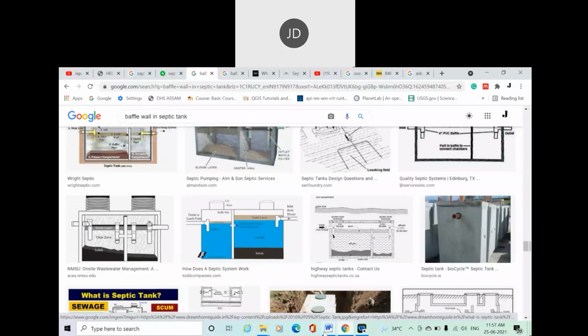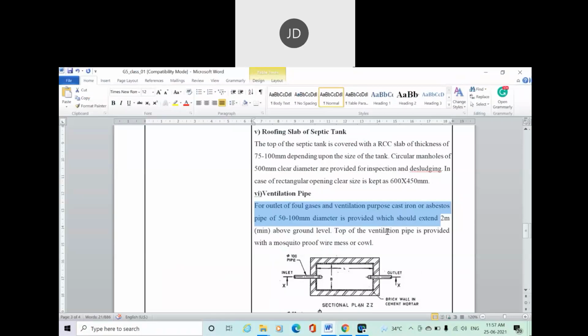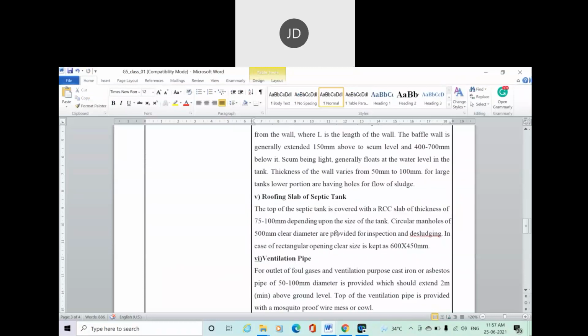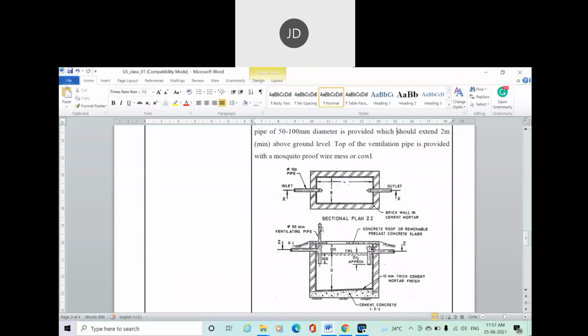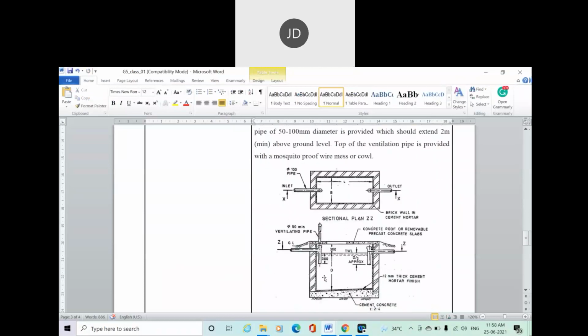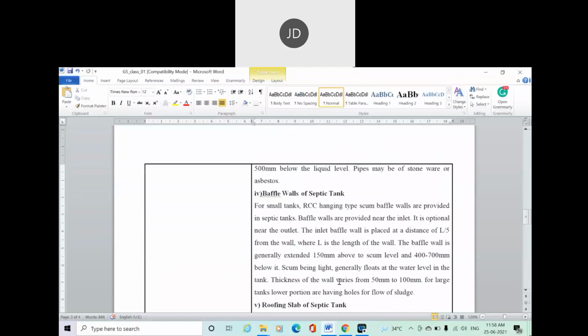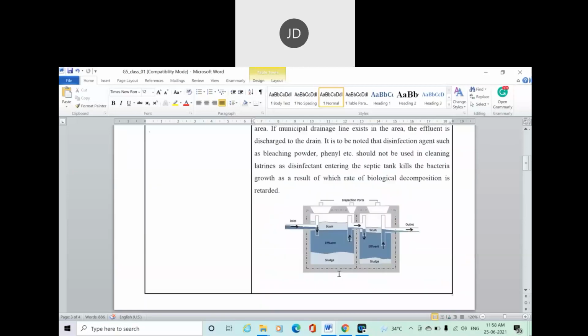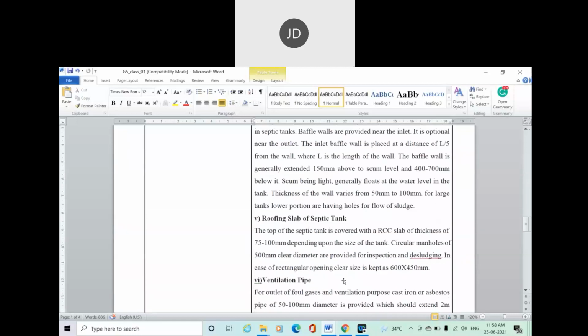Anyway, it was extended 2 meter above the ground level. Basically this is your vent pipe, in the line diagram you can see, right? Sludge digestion occurs nearby the inlet chamber. Even if you see the diagram here, sludge digestion is occurring here. All the gases are produced in this first chamber, basically maximum, so you have to provide a vent pipe here, or you can say ventilation pipe.